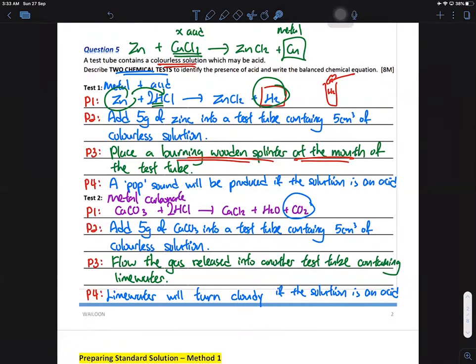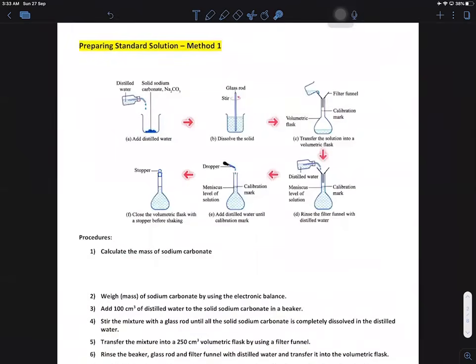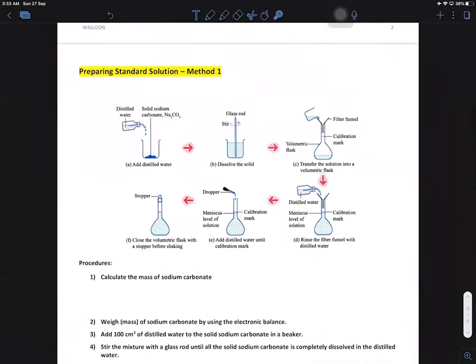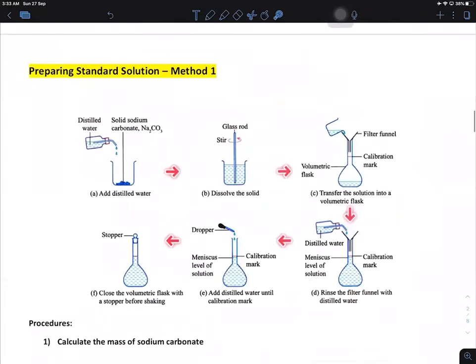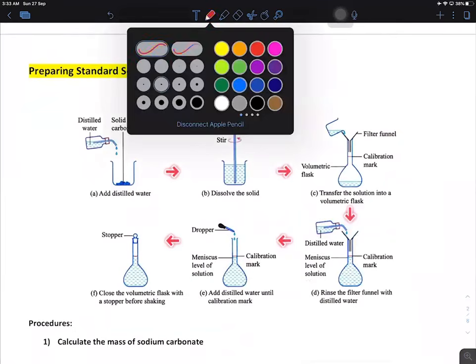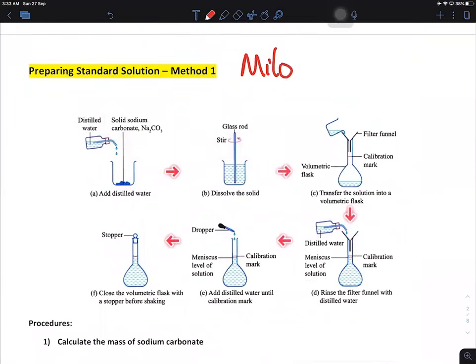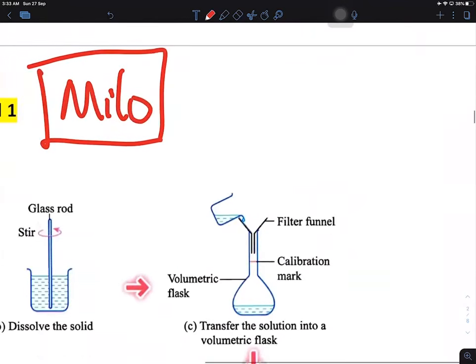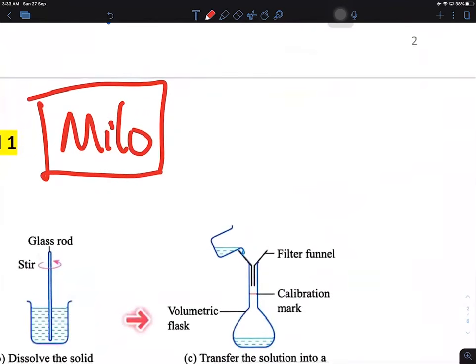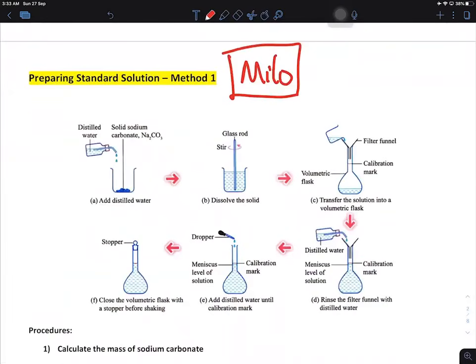And now, this is the experiment part, okay? Preparing standard solution, method 1. Method 1, I always call it the Milo method. Milo means how you make a cup of Milo. How you tapao Milo. When you go to Mamak, let's say you want to bungkus Milo ice ikat tepi, okay, this is what they will do. So this is the atas way of making Milo, bungkus Milo.